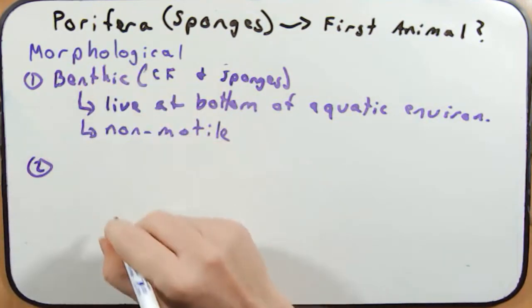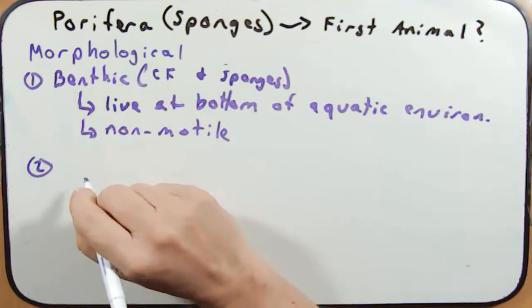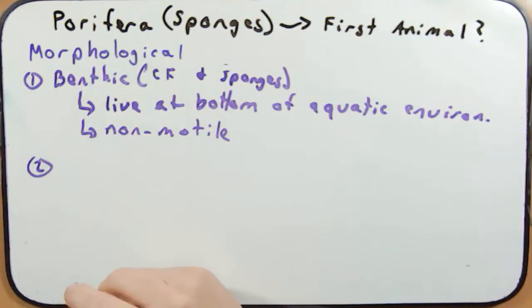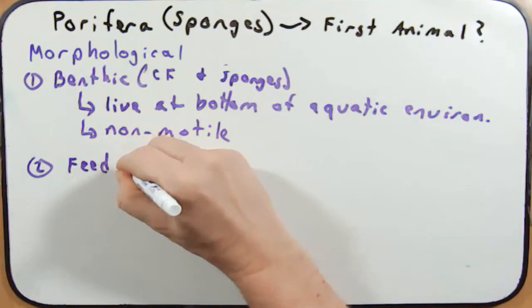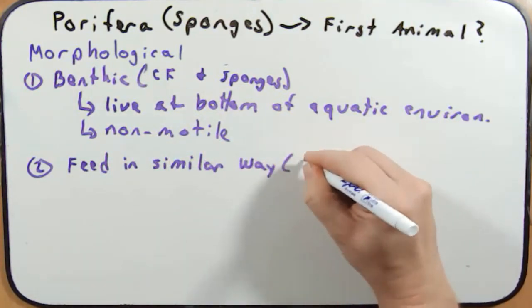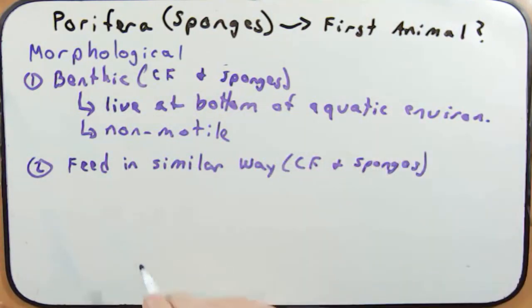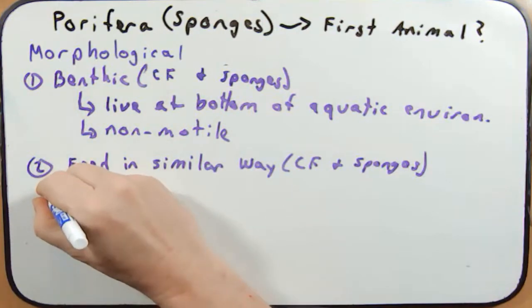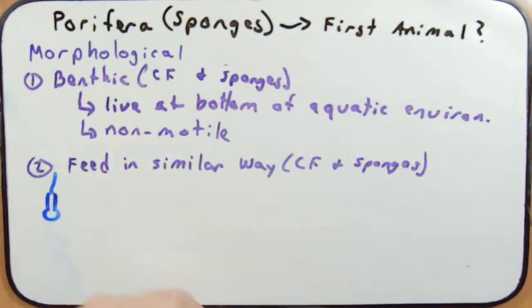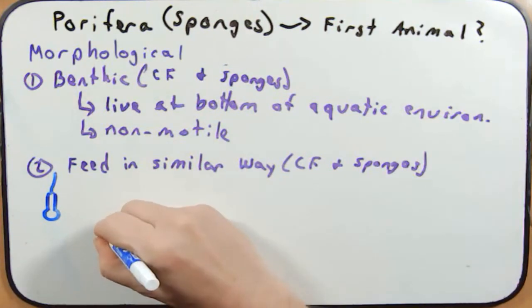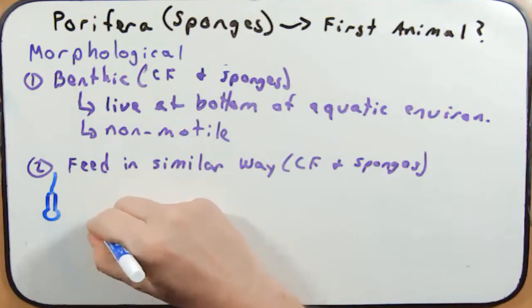The next piece of morphological data is that both choanoflagellates and sponges feed in a similar way. Now the choanoflagellates, they look something like this, with a flagella on them. And when they feed, they will all come together. So it might look something like this.